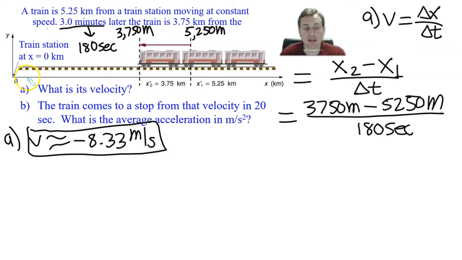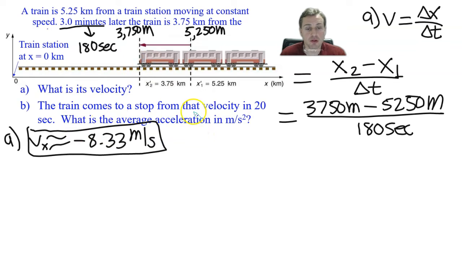Now it's negative because the train is going to the left. The x-axis is to the right, the positive x-axis. So the train is going to the left, so its final position is smaller than the initial position, so we end up with a negative velocity. Furthermore, this is its speed, 8.33 meters per second, but its velocity in the x direction is signed, S-I-G-N-E-D. In other words, it has a direction.